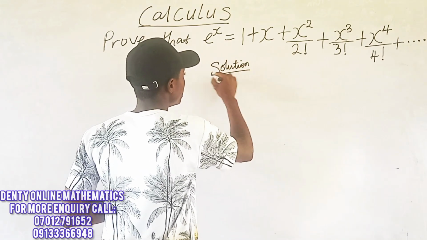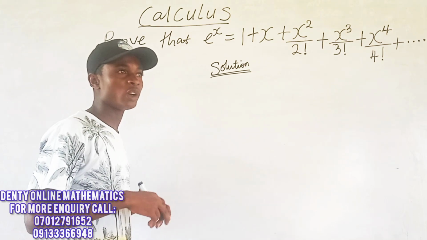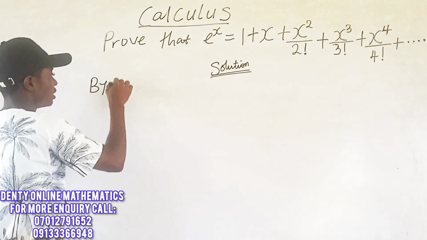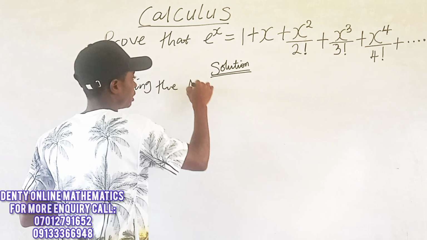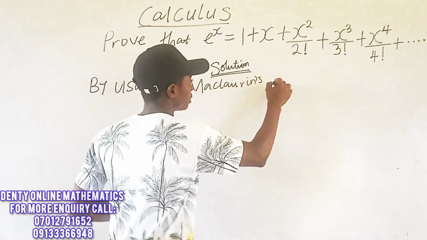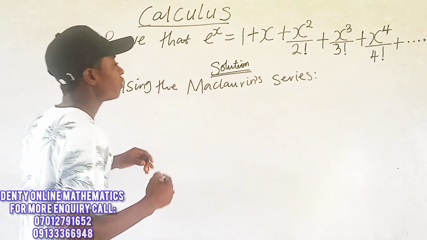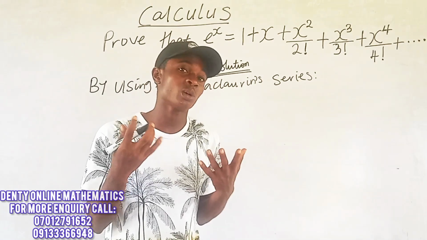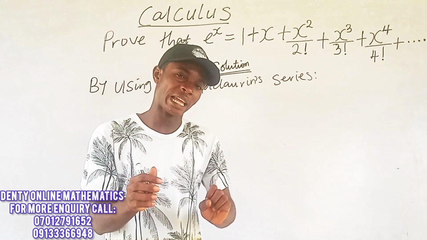Now, we are going to prove this using the Maclaurin series, or we call it power series. So we can say by using the Maclaurin series, before you can use the series, it will be very odd that you are using a series you don't know how to apply. You see? So first of all, you have to tell us how Maclaurin series looks like before you can apply it.